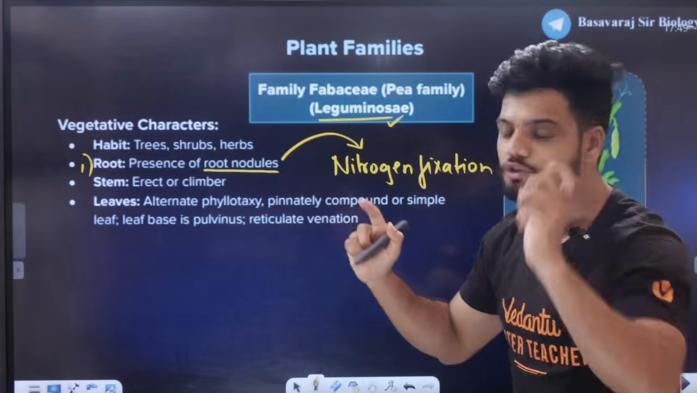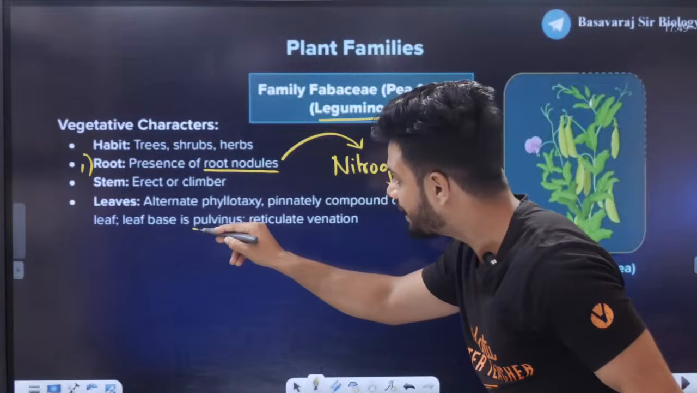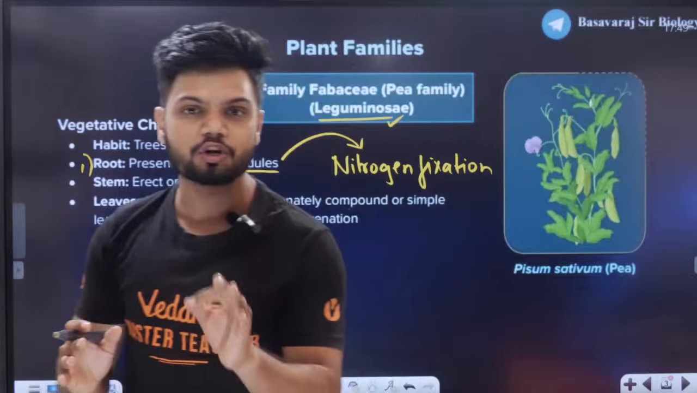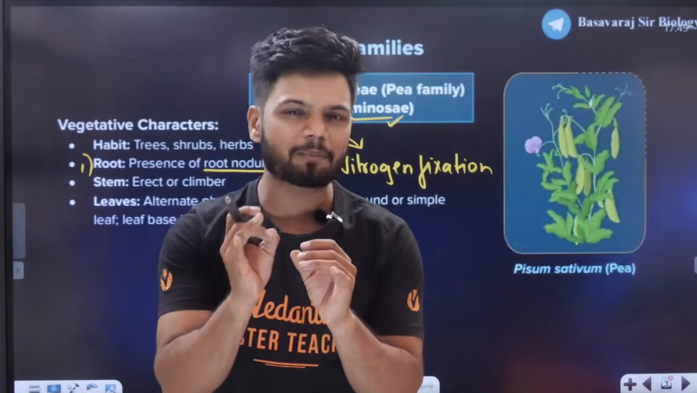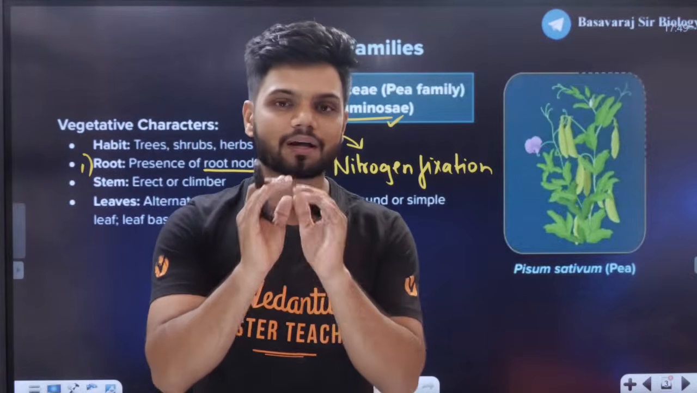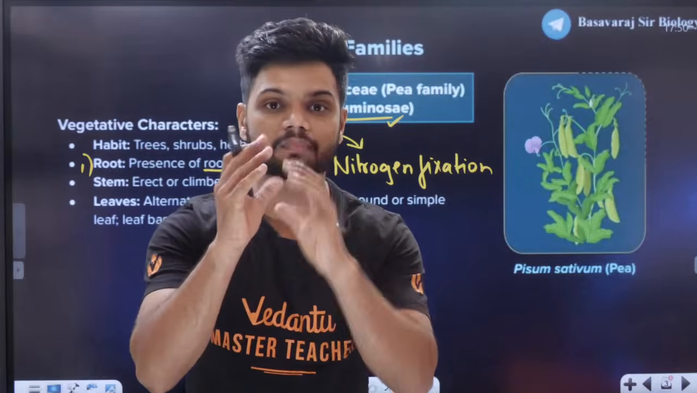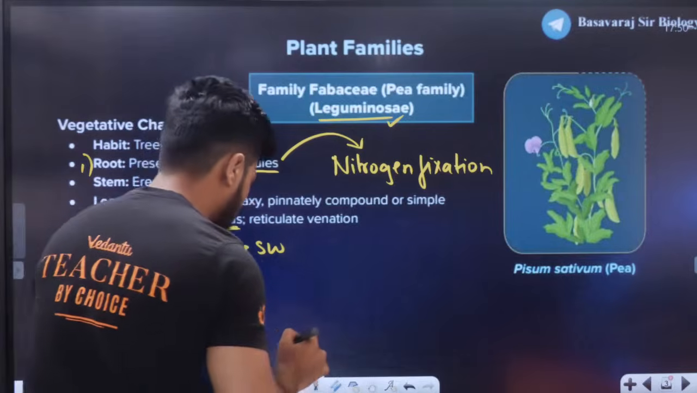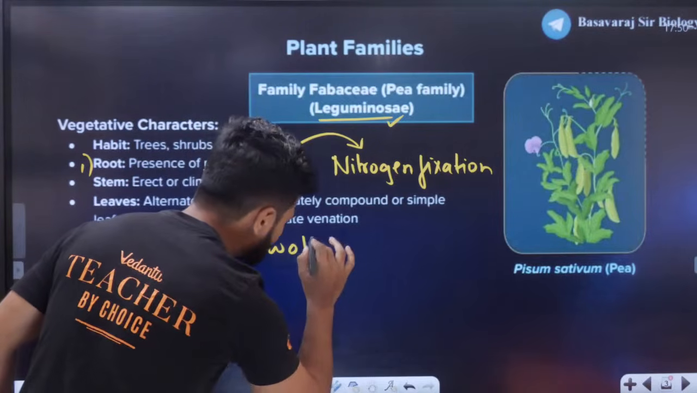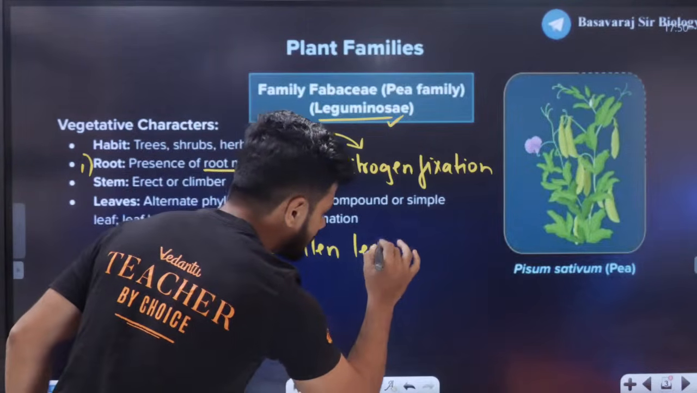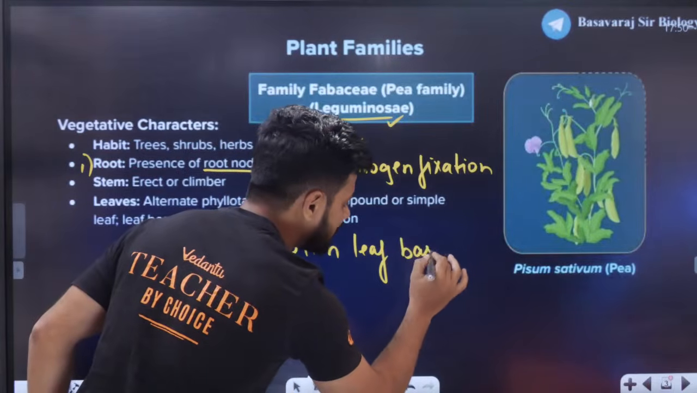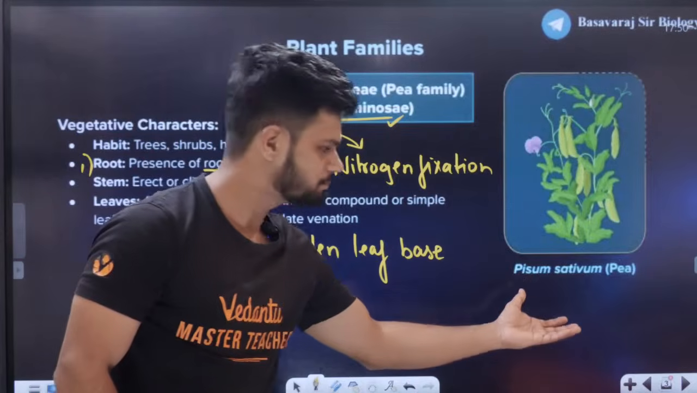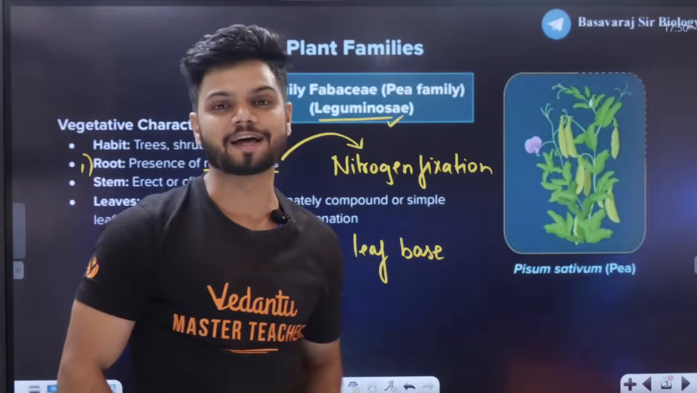The next thing which you need to remember is the pulvinous leaf base. If you remember the chapter Morphology of Flowering Plants, I told you the leaf base gets swollen. That is called pulvinous, a swollen leaf base. One example is given here: Pisum sativum, also called your pea plant.